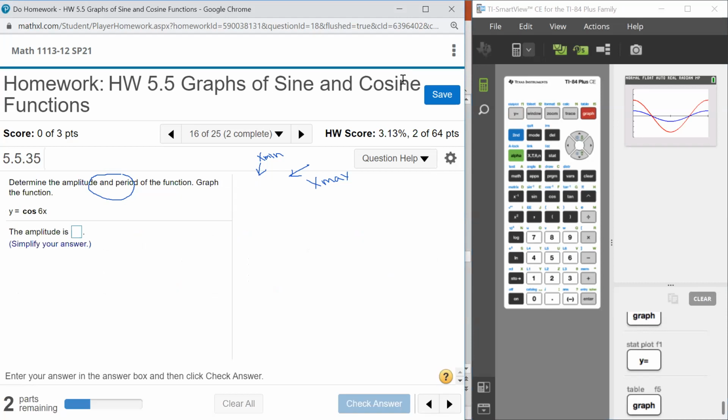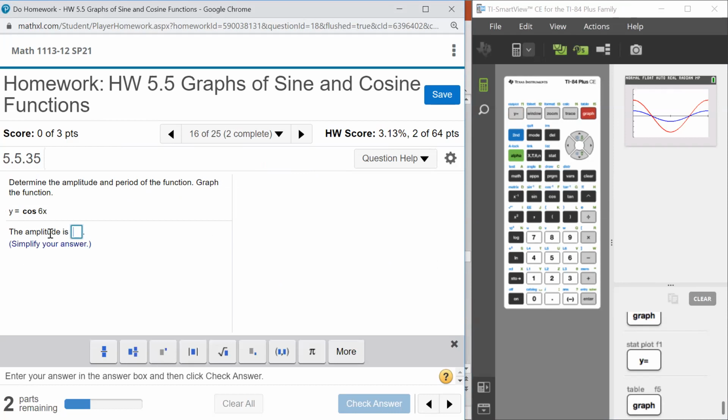Okay, let's take a look at number 16. 16 says cosine of 6x. So these are similar to the ones we did. So amplitude is A. In this case, it's 1 because the number in front of cosine 6x is 1.